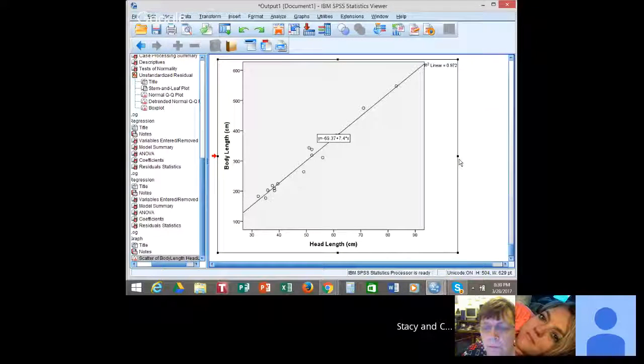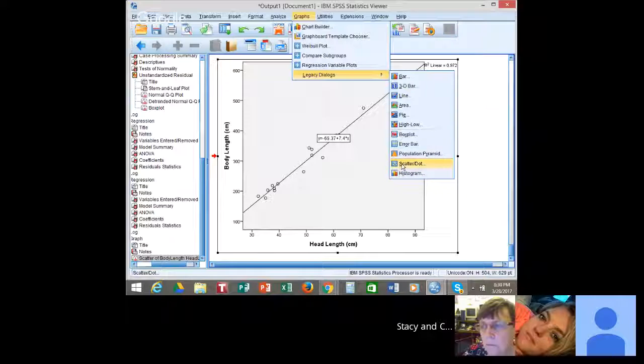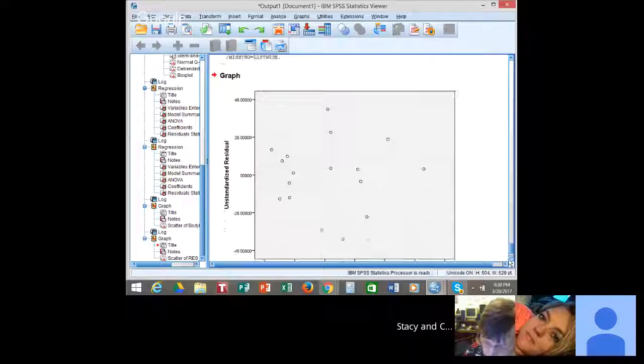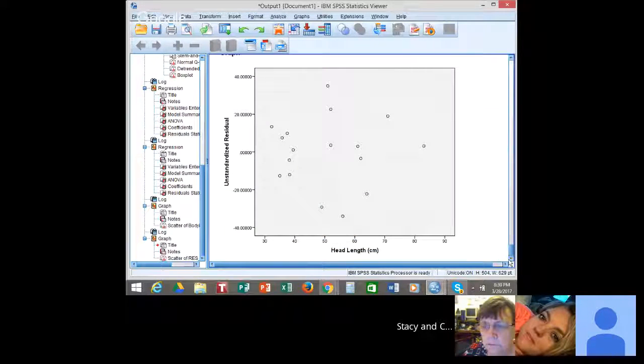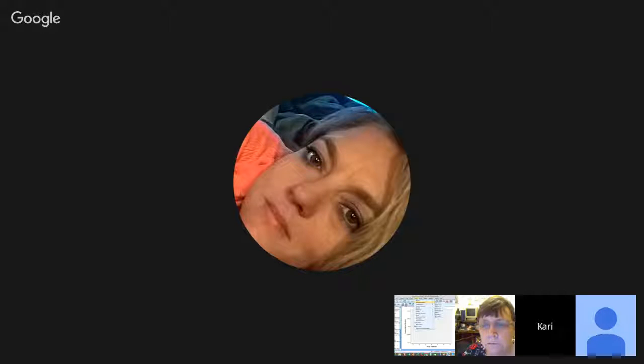And then you do the same thing. Graphs, Legacy Dialogs, Scatter/Dot, Define. But instead of the y-axis body length, you put in the unstandardized residuals. And that one you don't want any pattern. Yeah, you want to make sure there are no patterns. There shouldn't be any pattern there. Yeah. So there's that one, and it looks like it. So we meet the first assumption. And then for the normal error term, we run descriptive statistics with the QQ plots.